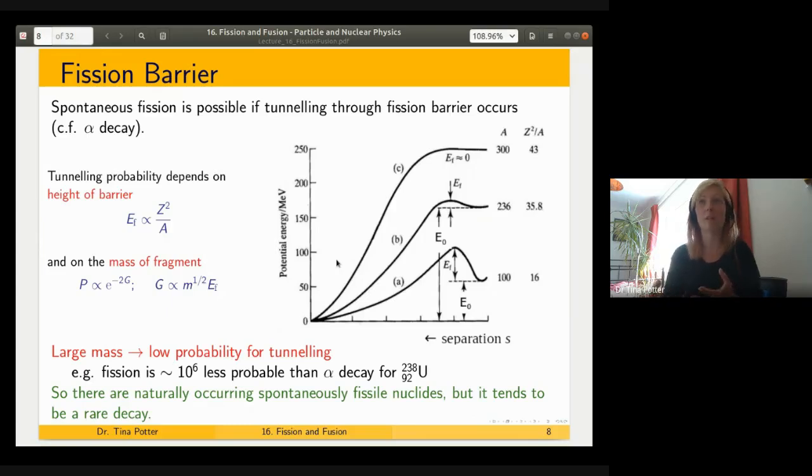In fact, alpha decay for uranium-238 has a much shorter lifetime. It's far more probable for it to tunnel through, because it's a lighter fragment. So alpha decay is sort of like this extreme of fission, where just a small part of the nucleus is fissioning off and separating. So we do have quite a few naturally fissile materials. We'll talk about them today, but they tend to be a rare decay because the mass of the fragment essentially suppresses the probability for that to happen, and they're more likely to undergo other nuclear decays.